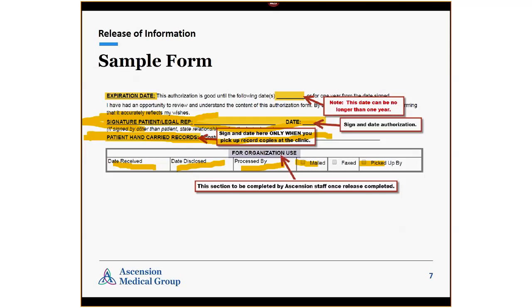In this example, notice I did not give you the faxed option. We really don't want to fax protected health information to non-healthcare entities. So if the patient is asking you to fax something to their work, we don't want you to do that because that's not a secure means of communication. It would be best to mail it to their home address or have them pick it up. So that's where you would indicate if you've processed the release right there in the clinic.